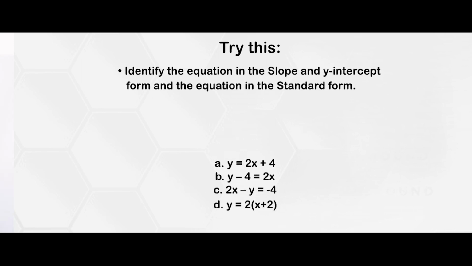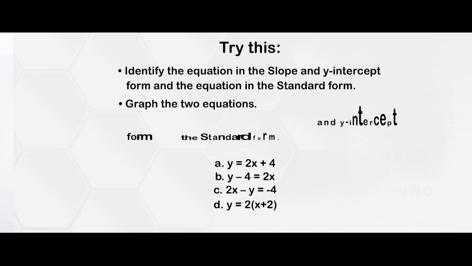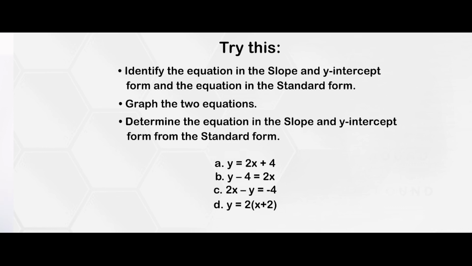Finally, I have a set of tasks for you. Look at the equations below. The first task is to identify which equation is in the slope and y-intercept form and which equation is in the standard form. After identifying the two equations, you have to graph them. And finally, you determine the equation in the slope and y-intercept form from the standard form that you identified. For this task, you have to use all the skills, all the ideas that we learned through this lesson.